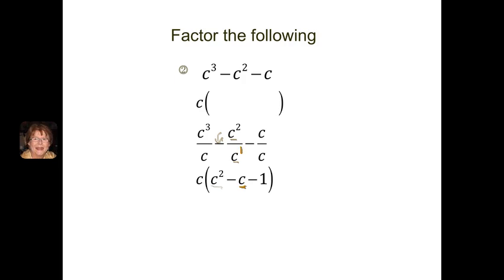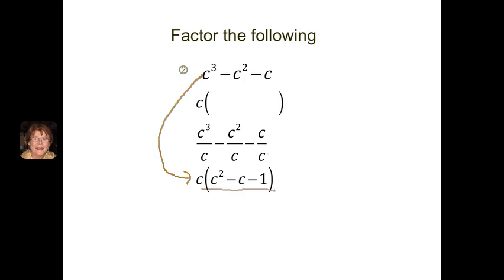Here it's understood the exponent is 1. 2 minus 1 is 1. Whenever we have the exponent of 1, we do not need to write it. It's understood that when there's no exponent, the exponent is 1. I'm subtracting. C divided by C is 1. These are my factors. What I've done here is I've written the original expression as a product of algebraic expressions.